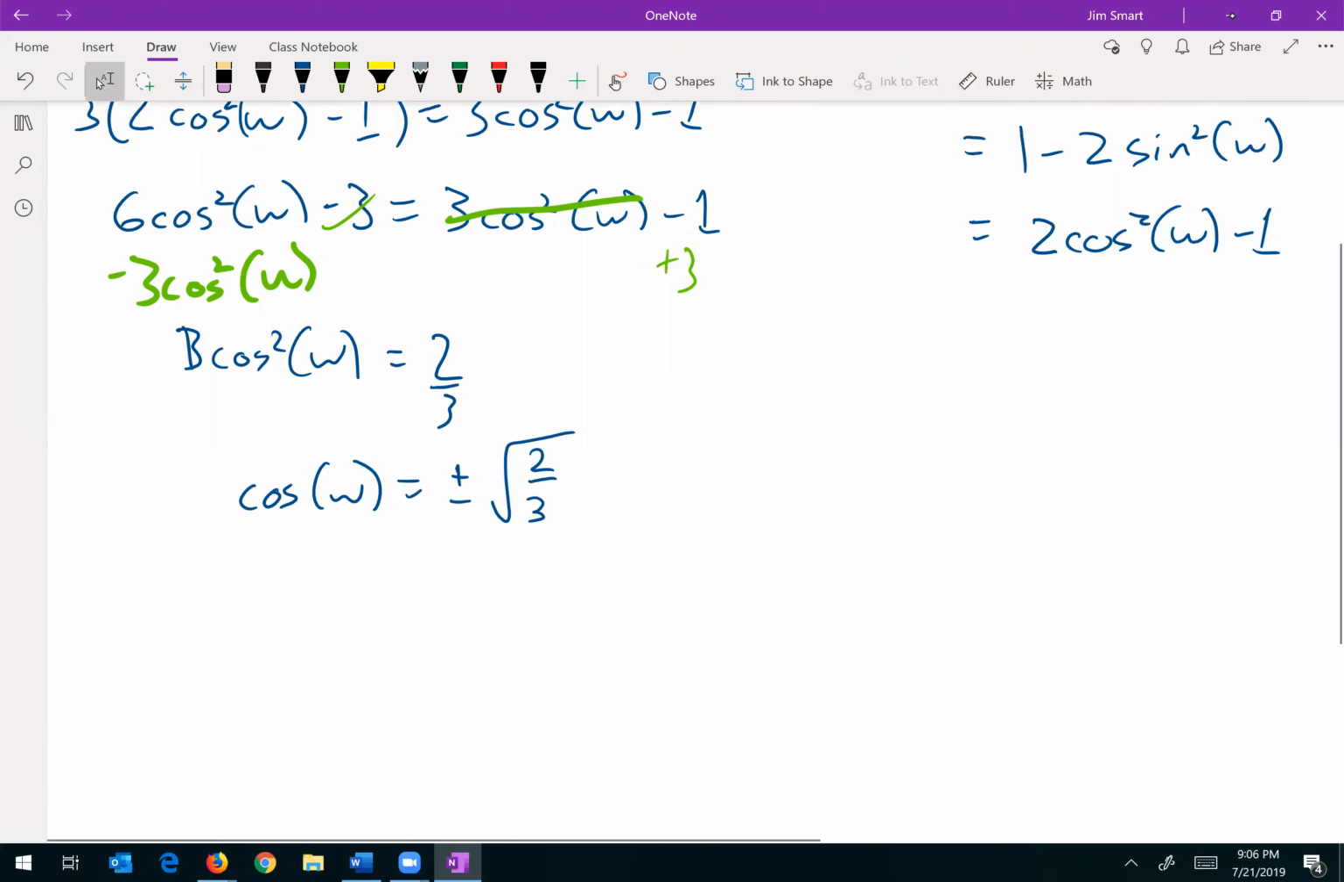So I'm going to have to do this using the inverse cosine. Since it's plus or minus, I want the angle in all 4 quadrants. Cosine is positive in the first quadrant and fourth quadrant, negative in the second and third. But if it's the same cosine, it's going to have the same reference angle in all 4 quadrants. So I know one solution will come from w equals cosine inverse of the square root of 2/3.